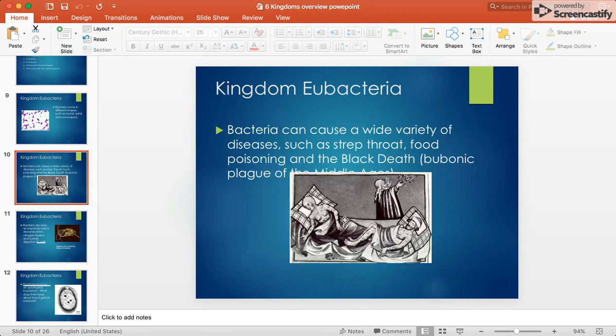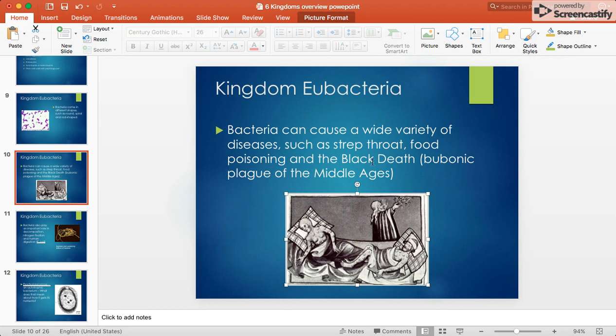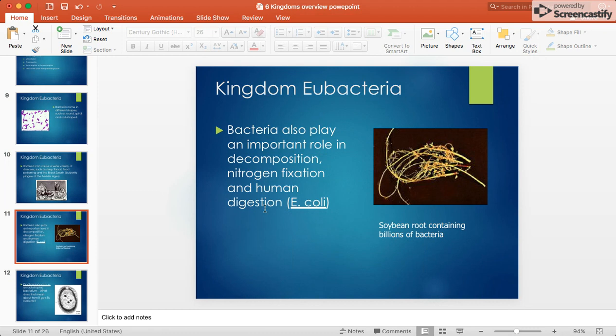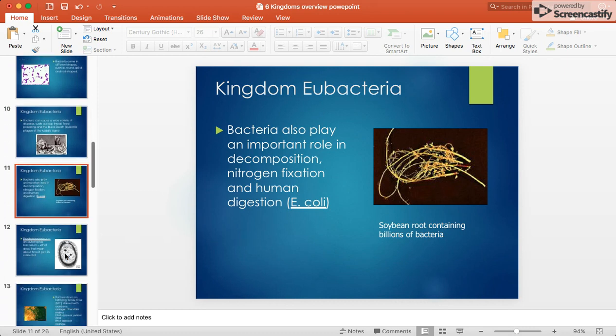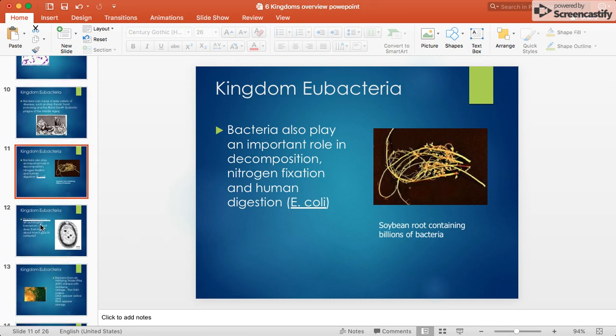It can cause a wide variety of diseases, which we talked about with our body invaders. So we have strep throat, and the bubonic plague of the Middle Ages was a eubacteria. It plays an important role in decomposition, the breaking down of things, and also in our intestines and stomach in breaking down our food.